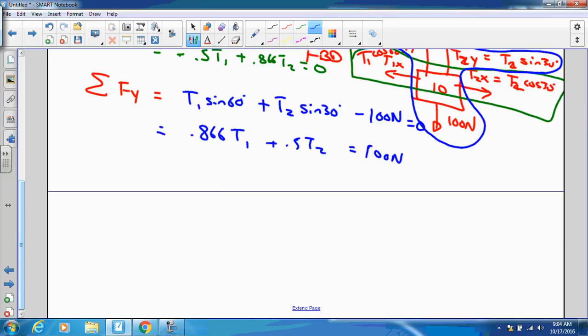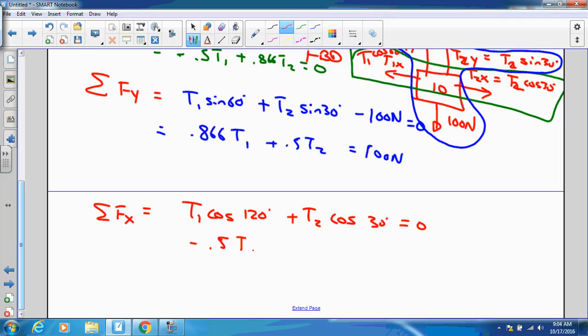Well, if we had taken the always-due-east method, then what would have changed was only here, and here. Our setup would have looked like this: the sum of forces in the x direction would be T1 cosine of 120 degrees plus T2 cosine of 30 degrees equals 0. And when we actually get those numbers, they turn out to be negative 0.5 and 0.866, so the decimal equivalents for both methods always give the same equations.